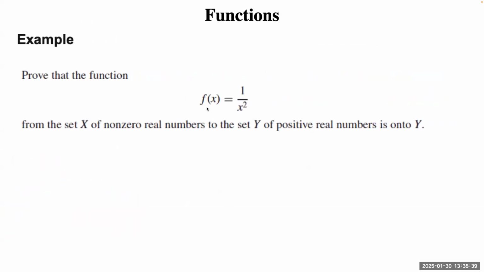So we're going to prove that the function f of x equals 1 over x squared, from the set X of non-zero real numbers to the set Y of positive real numbers, is onto Y. The key thing is when you have questions about 1-to-1 and onto, you have to state what your domain and your range or codomain are. So this function takes a set X of non-zero real numbers, like 1, 2, 3, a half, 3 halves, 4, pi, whatever, to the set of positive real numbers.